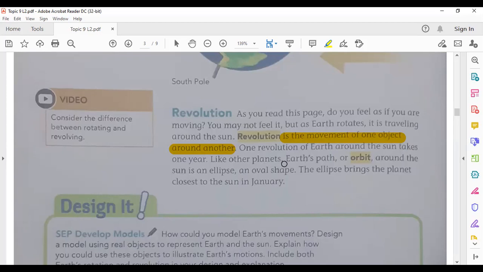Okay, and the path, like other planets, Earth's path or orbit around the sun is an ellipse. What does ellipse mean? It is not completely circular, it is an oval shape. All the planets, including Earth, have an elliptical orbit around the sun. Elliptical means it is like the oval shape. It's not a complete circle. Right.